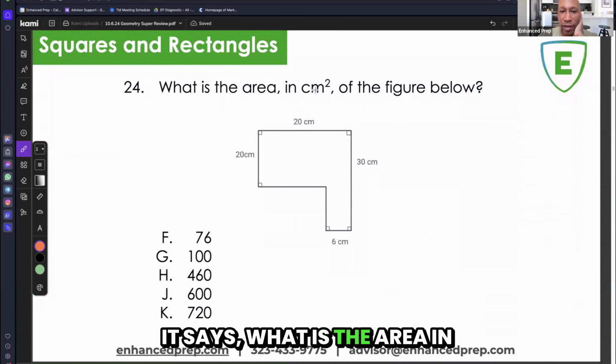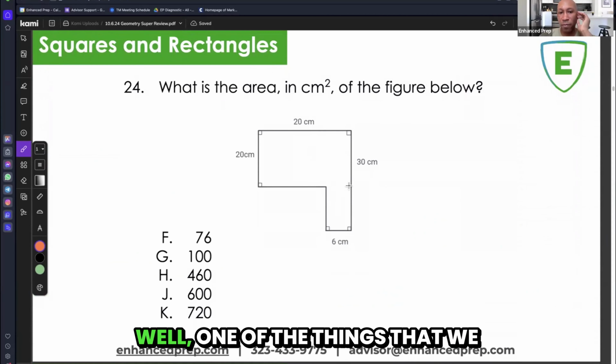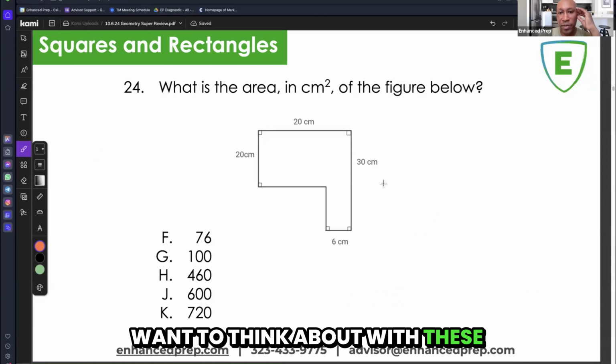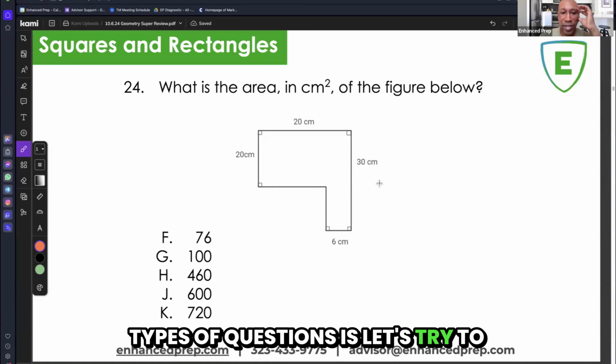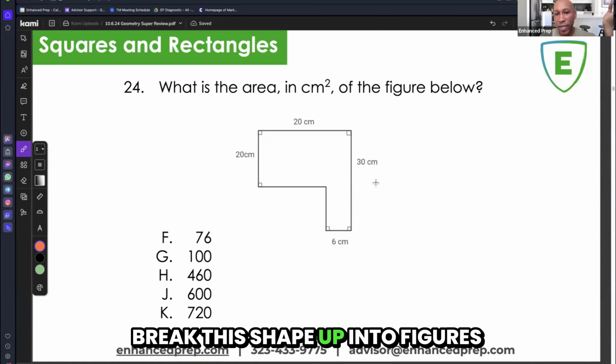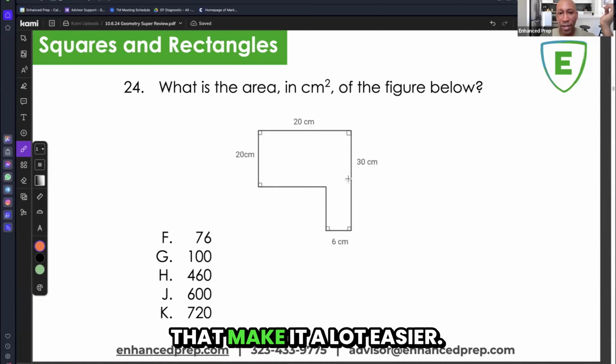It says, what is the area in centimeters of the figure below? Well, one of the things that we want to think about with these types of questions is, let's try to break this shape up into figures that we know, that make it a lot easier.